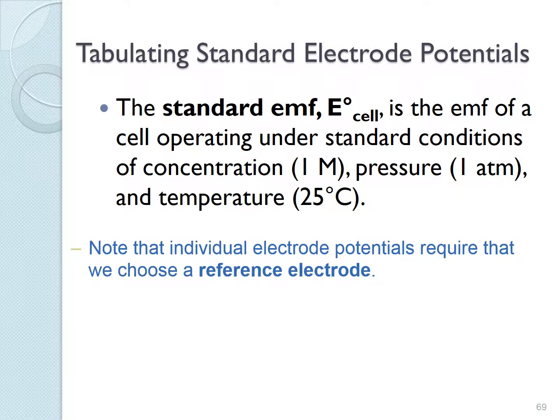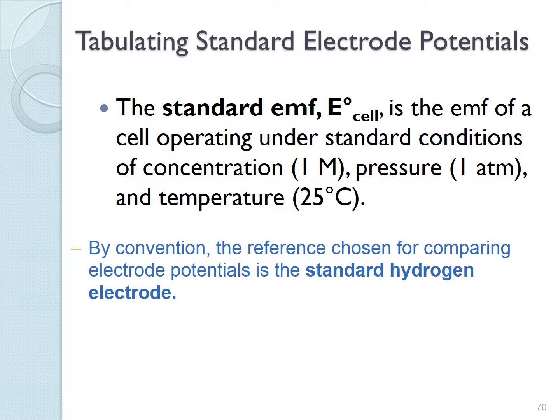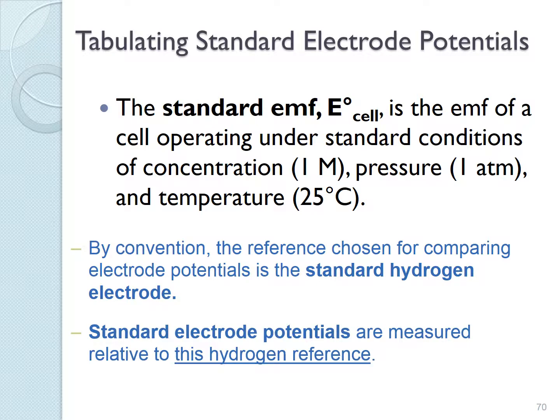Now, you can't just measure a potential because you always have to measure it with respect to something else. So individual electrode potentials require that we have a reference electrode. And so they're going to assign one of the electrodes a potential of 0. And then you can measure everything else in comparison to it. So it turns out that the reference chosen to have a 0 potential is the standard hydrogen electrode. So then the standard electrode potentials are measured in relation to this hydrogen reference. So you could have picked any one, but they just happened to pick the hydrogen.